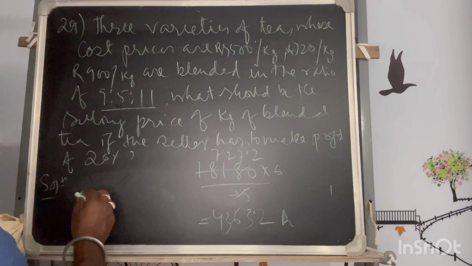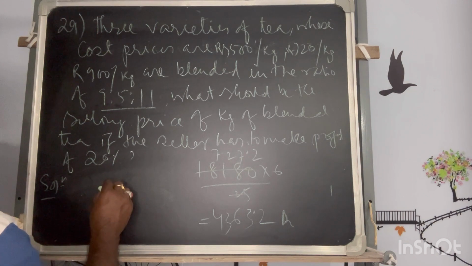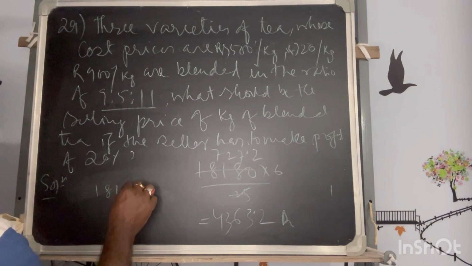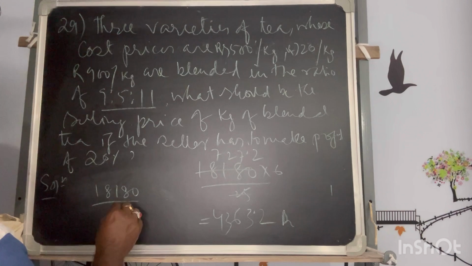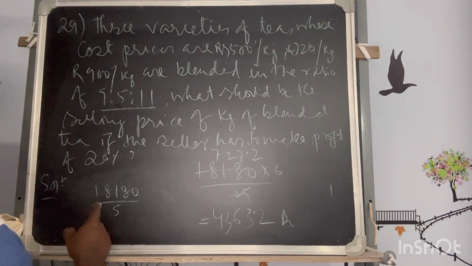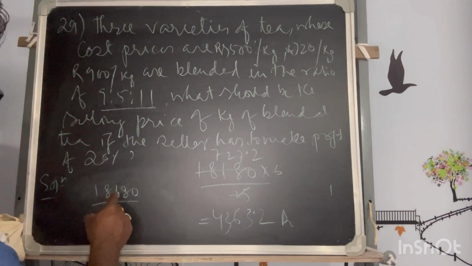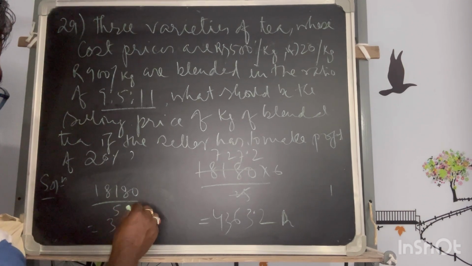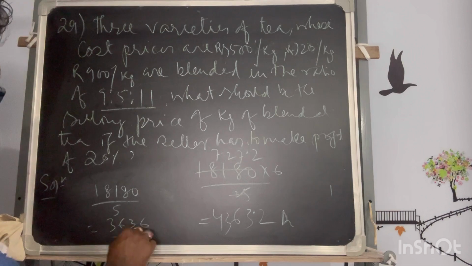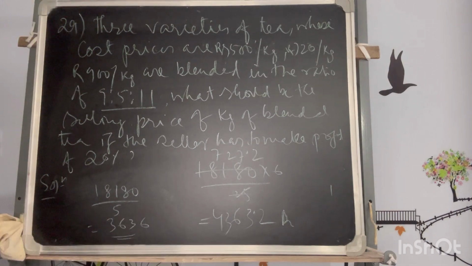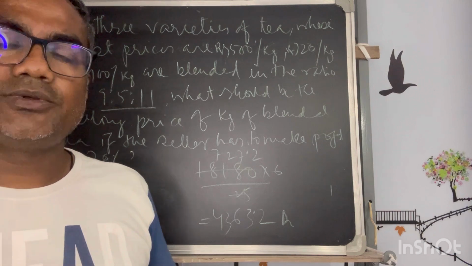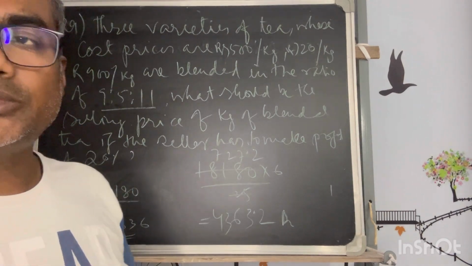Your cost price was how much? 18180 divided by 25. So this was the cost price, and your selling price will be this much. Okay, so I will end here, and in the next video I will start from problem number 30 onwards.